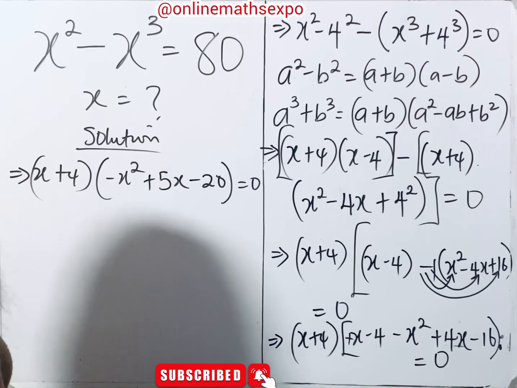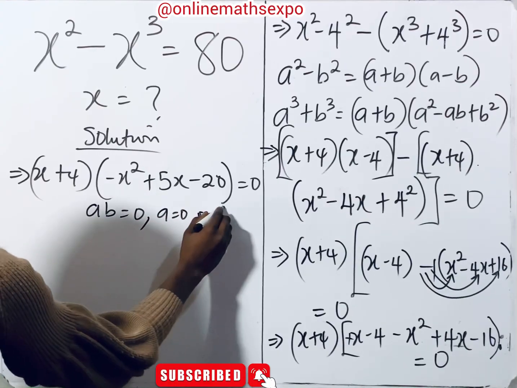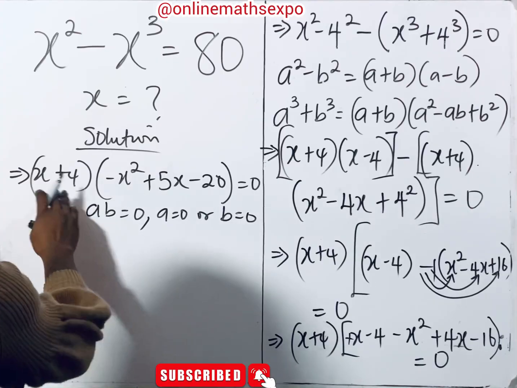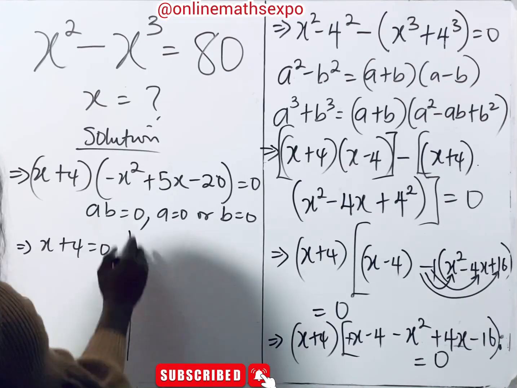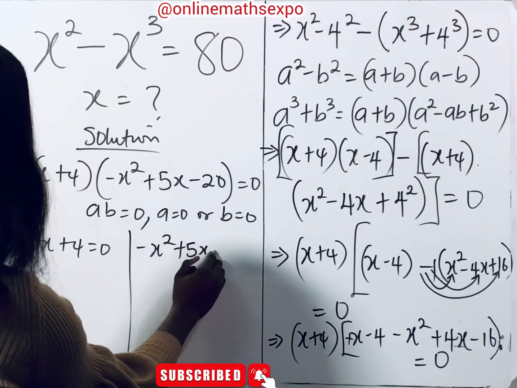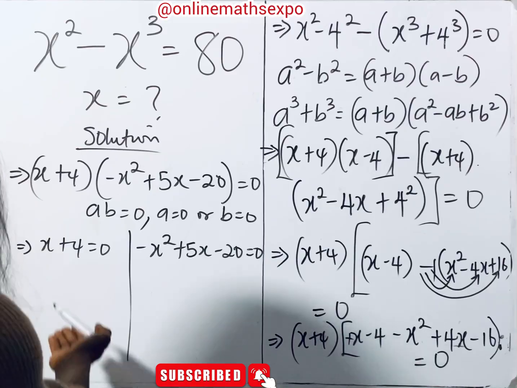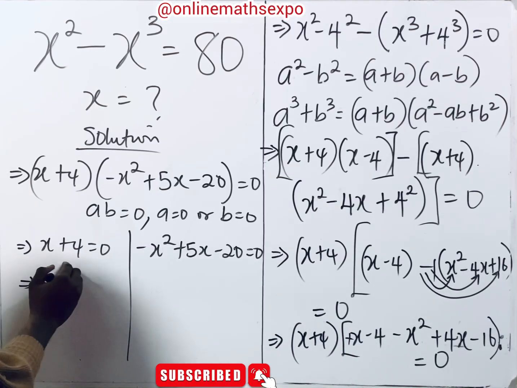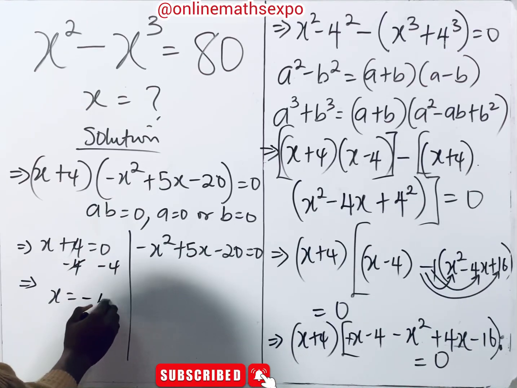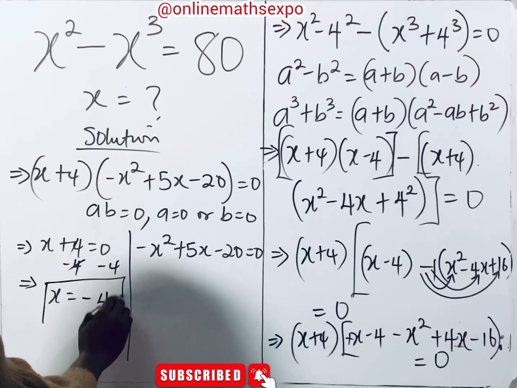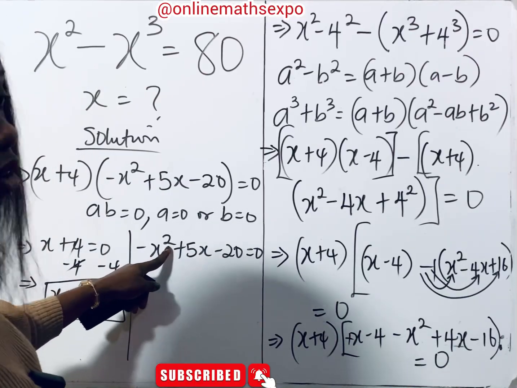Interesting. Now, what do you do at this point? You observe that if a times b is equal to 0, a is equal to 0 or b is equal to 0. So what it means here is that either x plus 4 is equal to 0 or negative x squared plus 5x minus 20 is equal to 0. Now what do we do? Get the value of x here. So to do this, you subtract 4 from both sides. If you do that, x is going to give us negative 4. So we've been able to have one value of x. Now let's solve this. This has led us to a quadratic because the highest power of x here is 2.